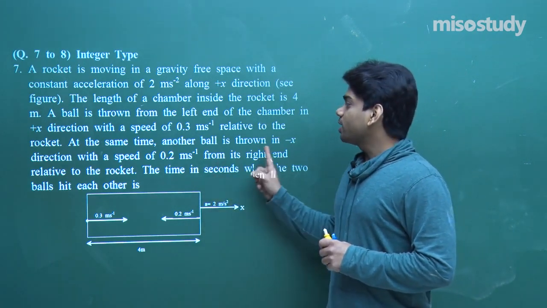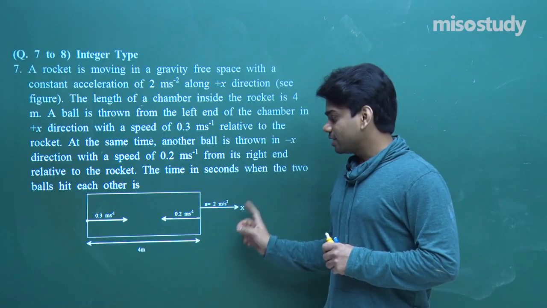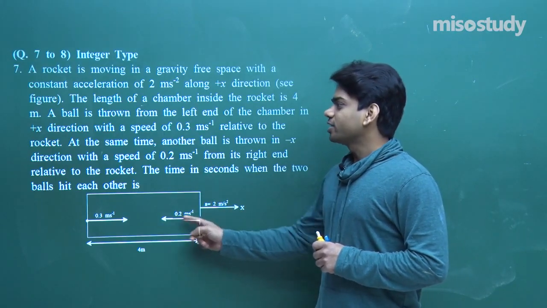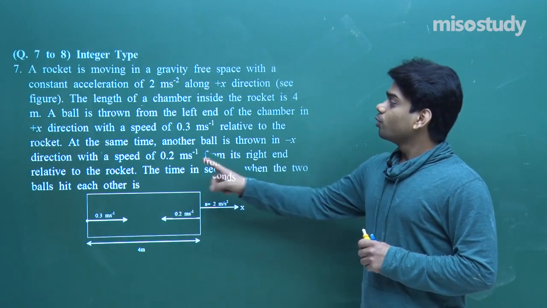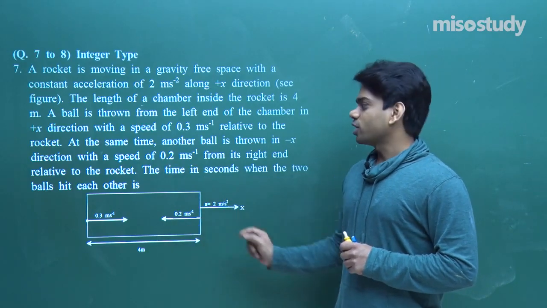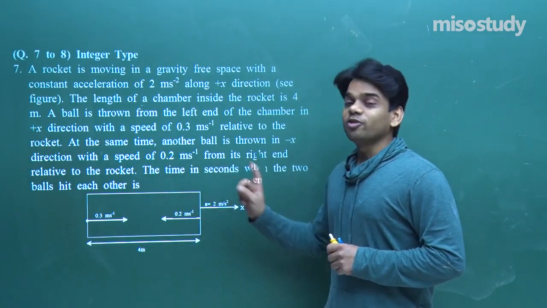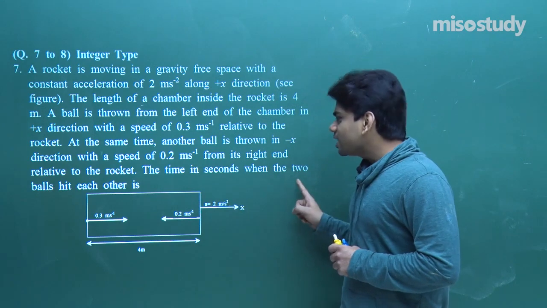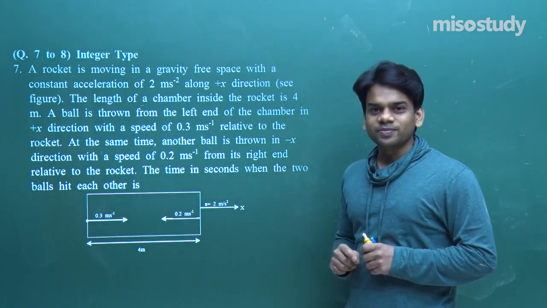At the same time, another ball is thrown in negative x direction with a speed of 0.2 meter per second from its right end relative to the rocket. The time in seconds when the two balls hit each other is the answer required.